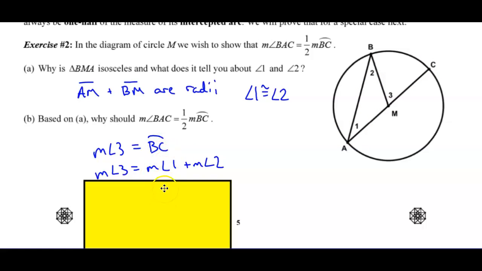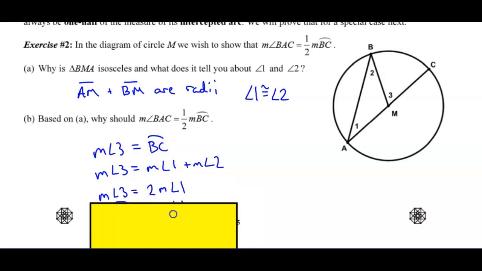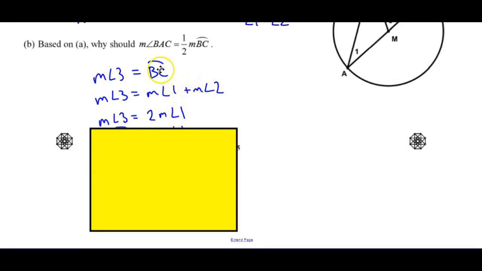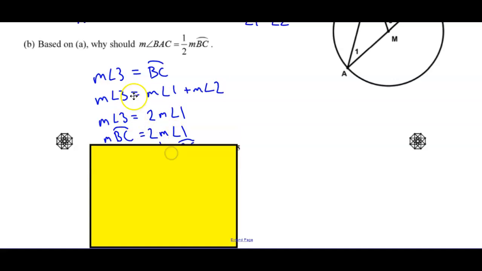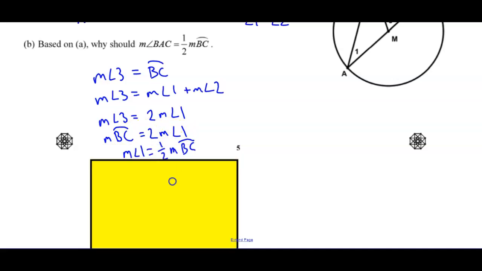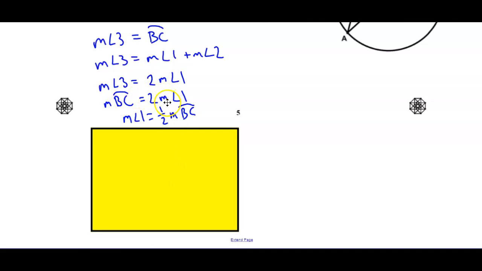I can take those two equations and mash them together. Let's take this: angle 3 is equal to angle 1 plus angle 2. Backing up there, angle 1 plus angle 2 is the same as two angle 1s. Think about why that might be. We just said that angle 1 and angle 2 are equal, so having a 1 plus a 2 is the same as having a 1 plus a 1, which would be two angle 1s. So since arc BC is the same as angle 3, then arc BC must be two angle 1s. And so angle 1 is half of arc BC.